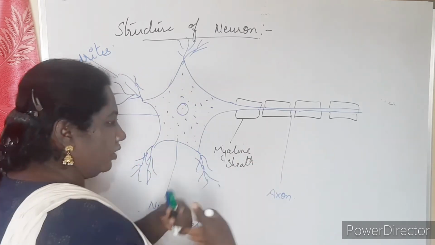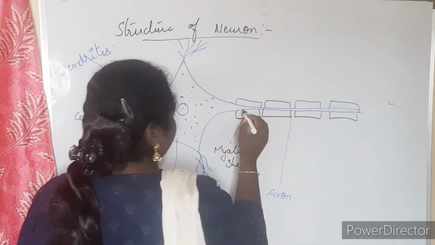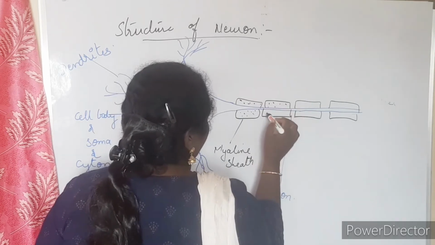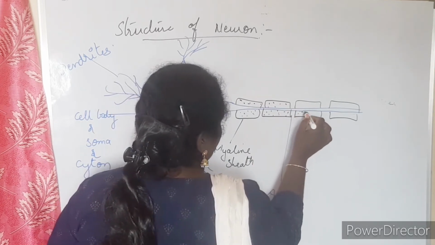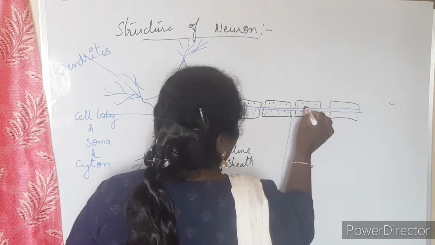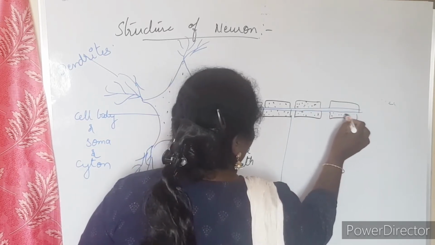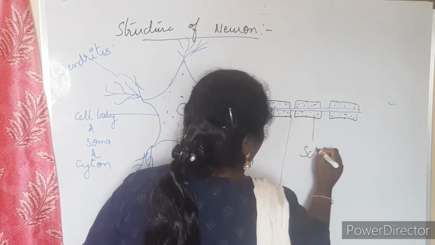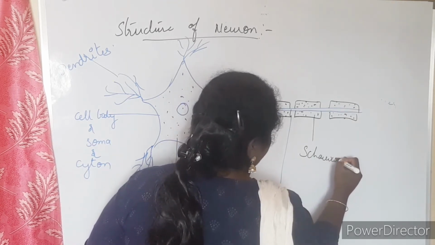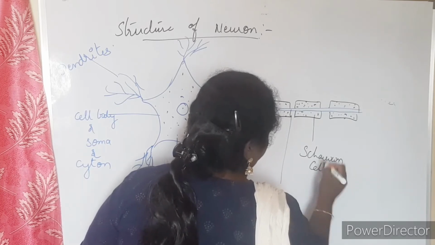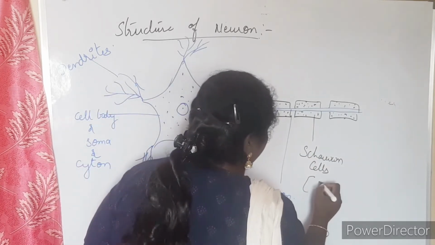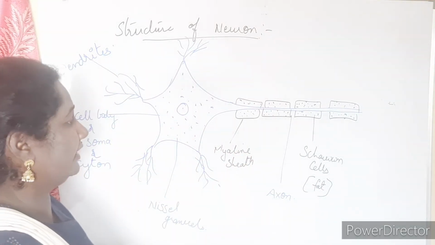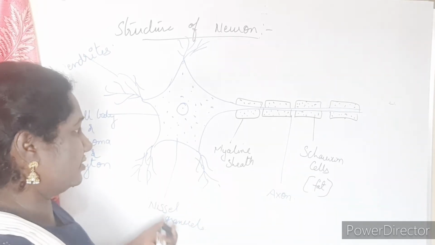It is coiled all over the axon, and in between this myelin sheath you can see some cells, and these cells are called Schwann cells. These help in giving energy to the neuron. Schwann cells are nothing but fat cells. So these cells are named Schwann cells. They provide fat. As fat is there, energy is provided. They act as insulators also.